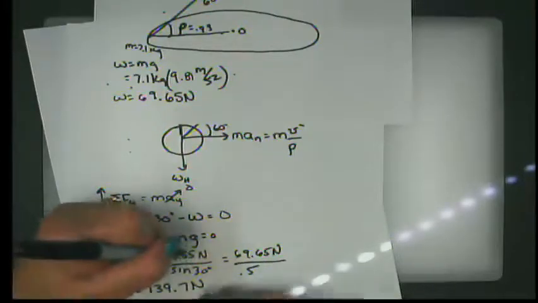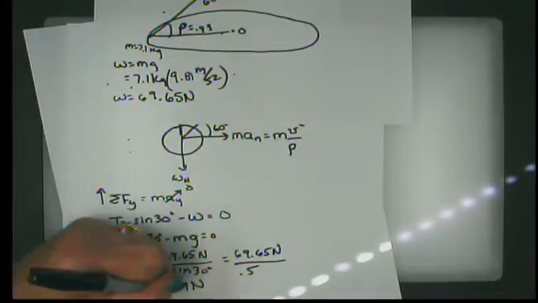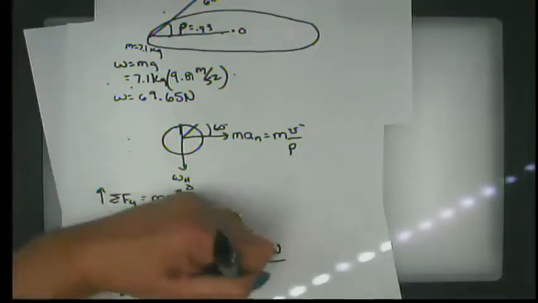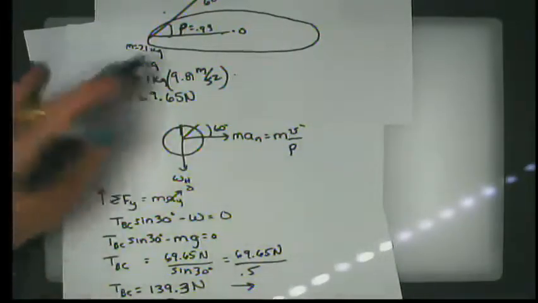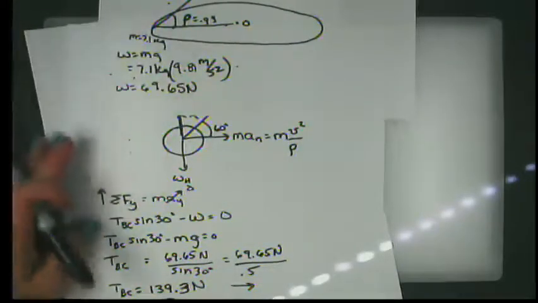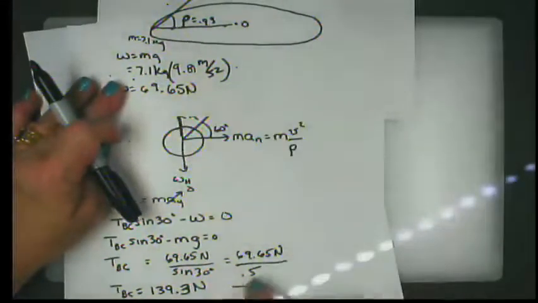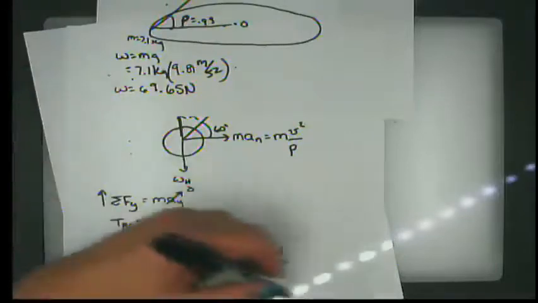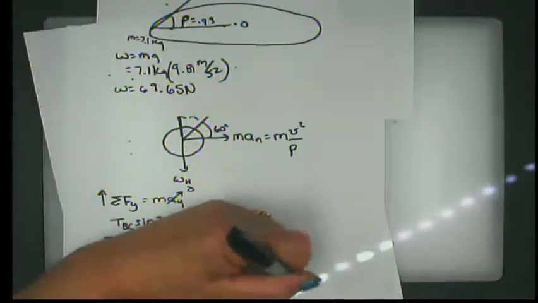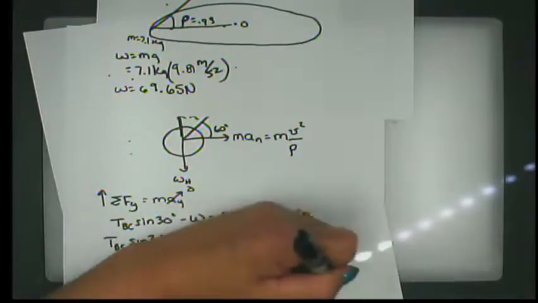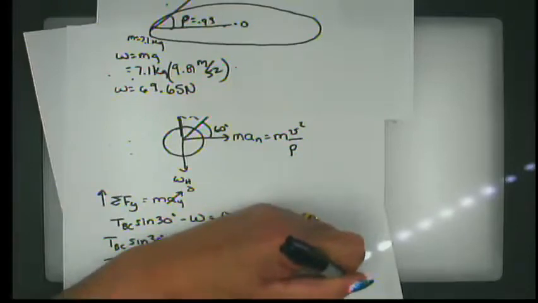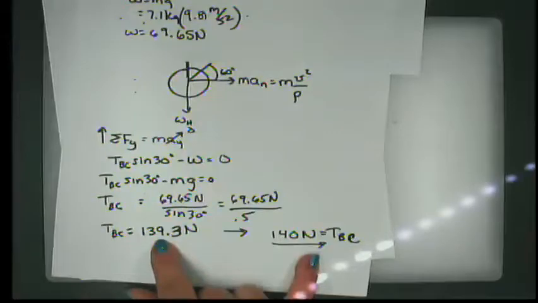139.3, 653 Newtons. So I would say, to significant figures, the mass is given with two significant figures, so I would like to report this with two significant figures. The tension in BC is equal to 140 newtons.